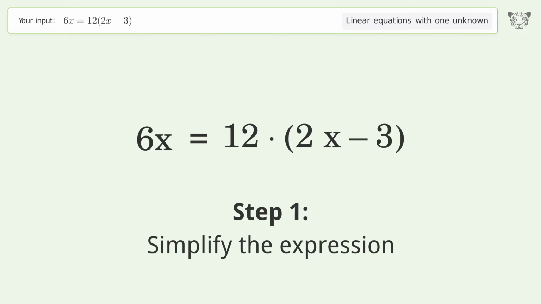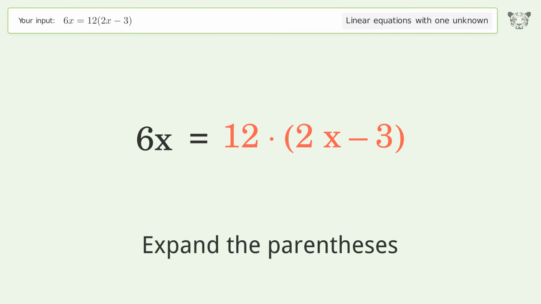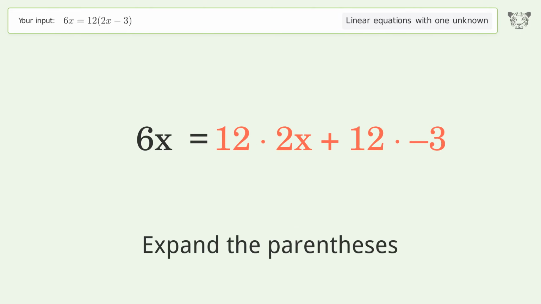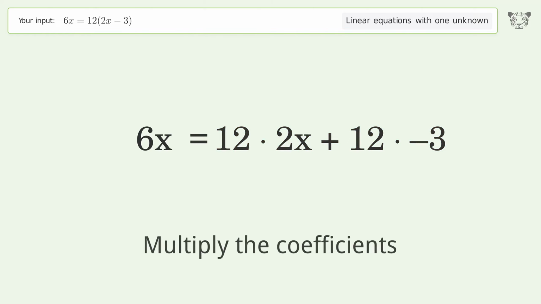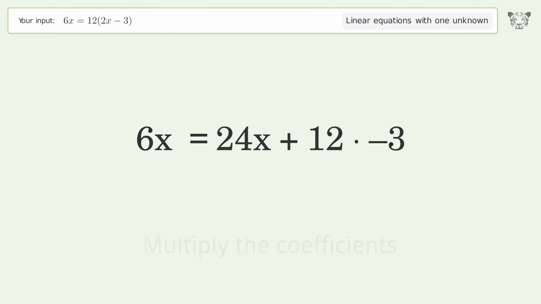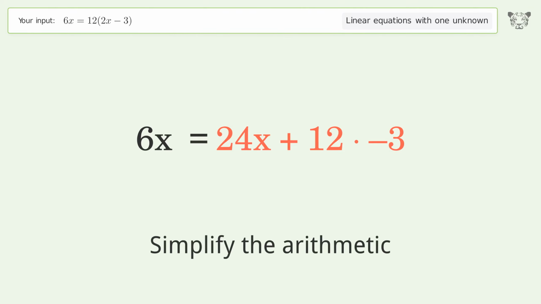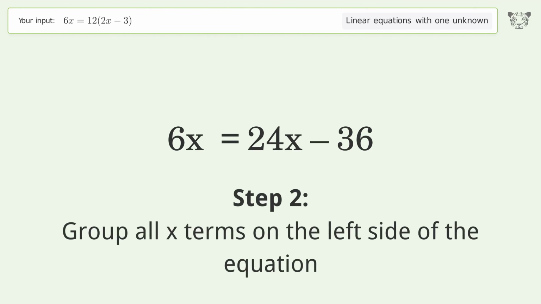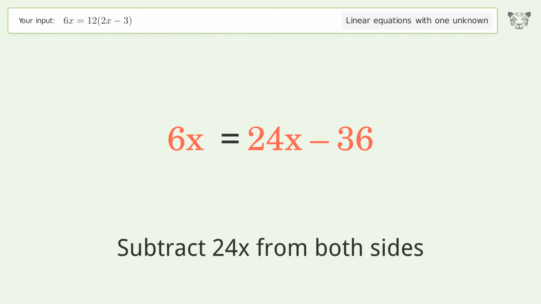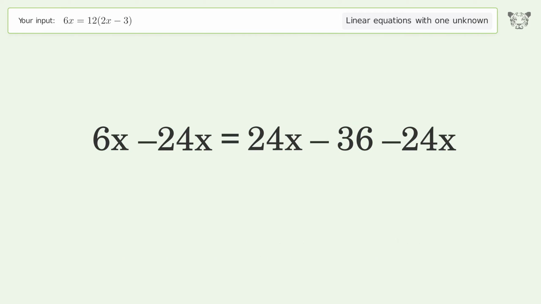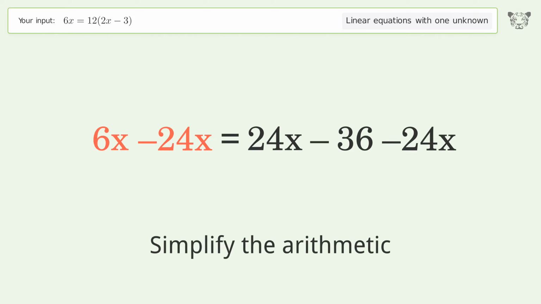Simplify the expression. Expand the parentheses. Multiply the coefficients. Simplify the arithmetic. Group all x terms on the left side of the equation. Subtract 24x from both sides. Simplify the arithmetic.